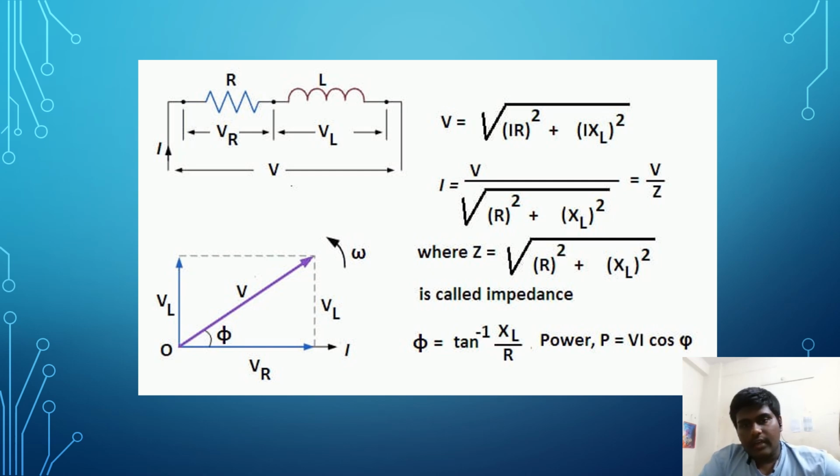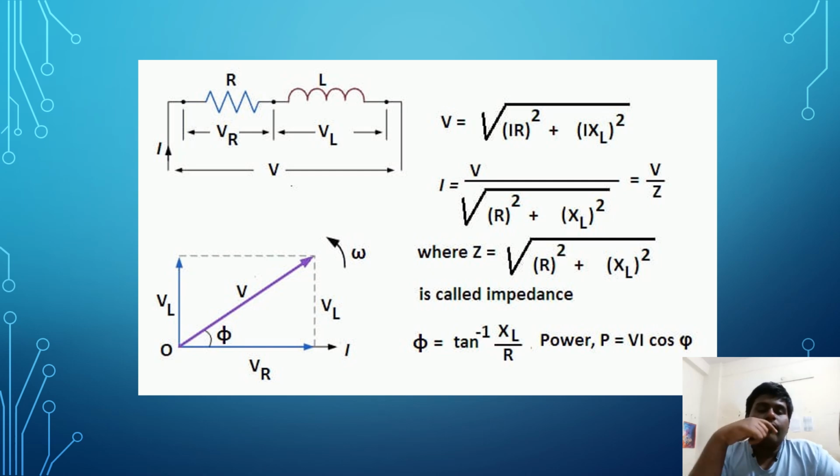And when we rewrite the equation as I equals V by under root of R square plus XL square, it simply represents V by Z. So the impedance of this RL series circuit is nothing but root of R square plus XL square, or root of R square plus L square omega square. So here we have discussed what is the impedance of the RL circuit.